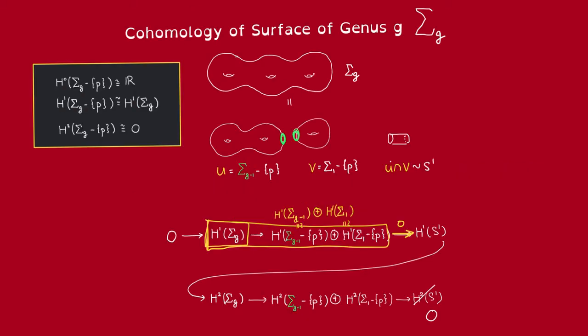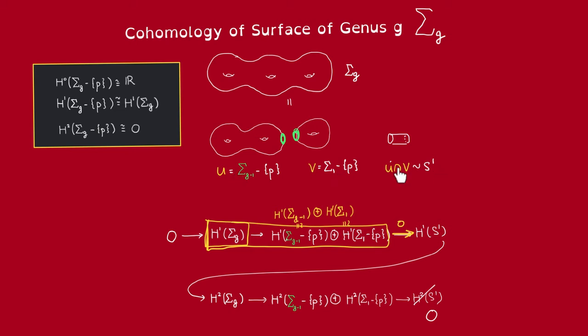So previously, we were trying to compute the cohomology of the g-hole torus. Our plan is to use induction via the Mayer-Vietoris sequence. So we use the following covering of the g-hole torus. We take U to be the punctured (g-1)-hole torus, right? And then V to be the punctured torus. In that case, that intersection is just going to be homotopic to the circle.